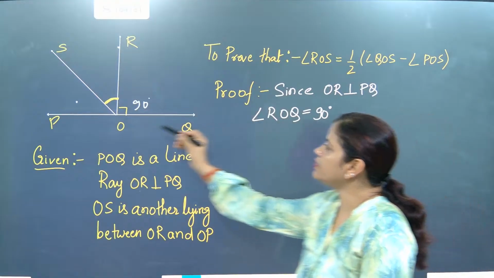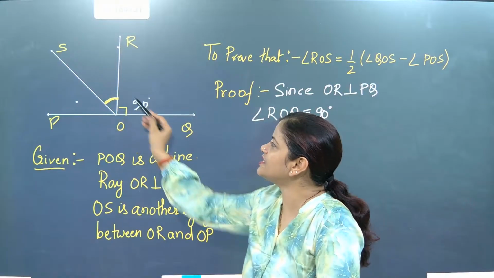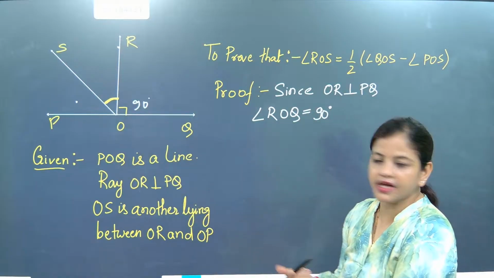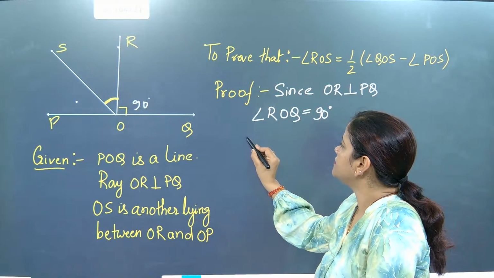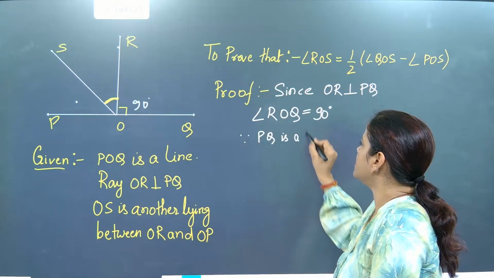Now look at it. So what are we going to write? We will take OPQ is a line now. So this angle plus this angle will become 180 degrees. Correct? So what can we write here? Since PQ is a line.